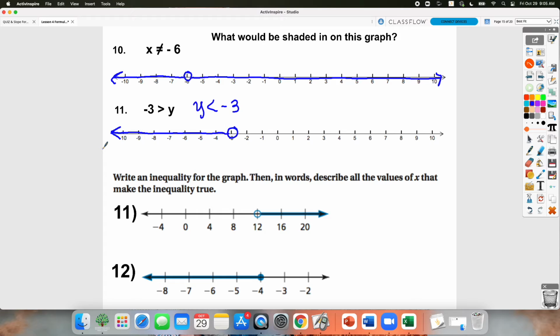Okay. For number 11 and 12, we're kind of going the other way around. They've given us the graph. We need to write an inequality to match the graph. So on number 11, I've got an open circle on 12, and then everything to the right is shaded. So I know that I'm going to have some kind of variable. Let's just use an x. What number am I comparing that variable to? 12, because that's where my circle is on my number line. Okay? Now, what symbol do I need in between that x and that 12 if it's an open circle and everything to the right is shaded? Greater than, because all the numbers greater than 12 are shaded. So x can be anything greater than 12. Okay, y'all write me an inequality for number 12.